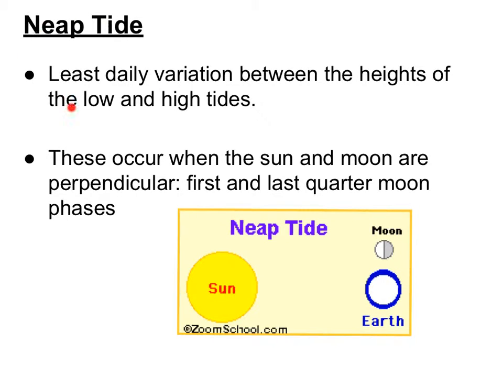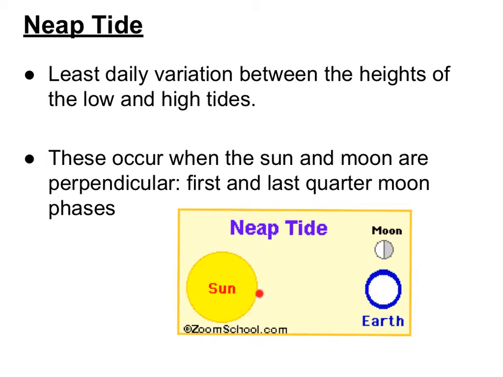So for our last vocabulary word, we have neap tide. This is the least daily variation between the heights of the low and high tides. These occur when the sun and moon are perpendicular. This will be your first and last quarter moon phases. So in this bottom right-hand corner, here's a neap tide diagram. You have the sun and the moon and our earth. As you can see, perpendicular means this.